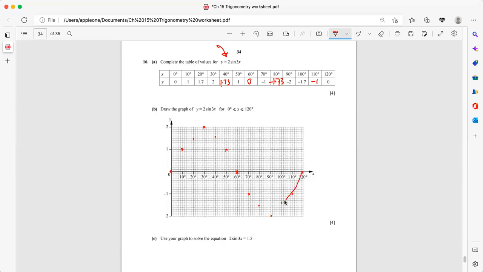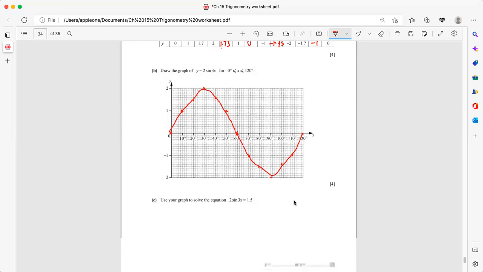Now plot the points and join the points with a curve. See, a smooth curve should be there. I'm working with the stylus and writing by hand, so very obviously it will not be that smooth, but I'm trying my best. Anyhow, I got the curve here. Now they say 2 sine 3x is 1.5. This is, students, just like a graphical solution, y is equal to 1.5. Where is 1.5? 1.5 is somewhere here.